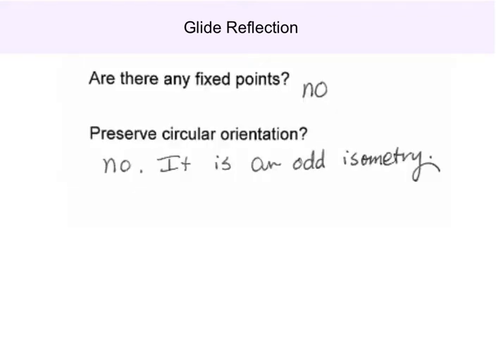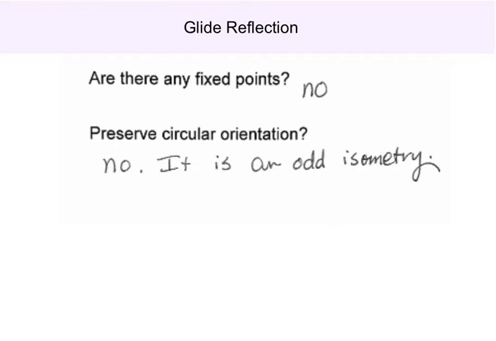So the question is, are there any fixed points of a glide reflection? And the answer is no, there can't be. If I translate, everything is moving and we are not allowing it to be the identity mapping. And it does not preserve circular orientation. It is an odd isometry.